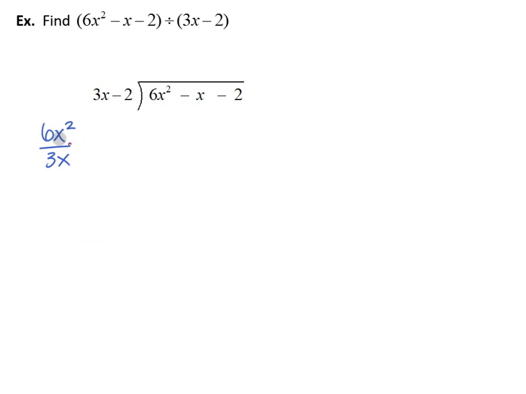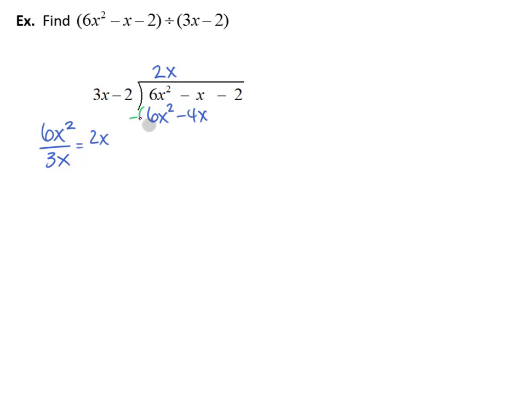So we're going to simplify our expression here. 6 divided by 3 is 2. And x squared over x, remember we can cancel one set of x's, so we'd be left with 1 up top. So we'd get 2x over 1, or 2x. Now remember we need to take our 2x and distribute to all terms here. So 2x times 3x is 6x squared. And 2x times negative 2 is negative 4x.